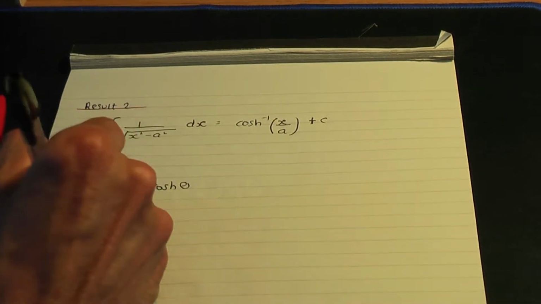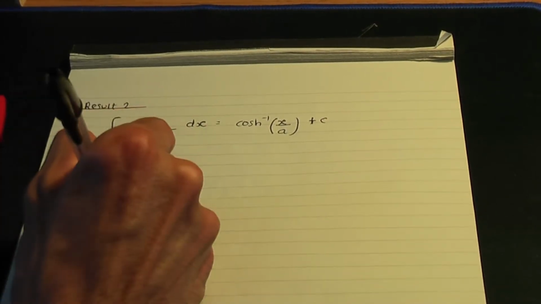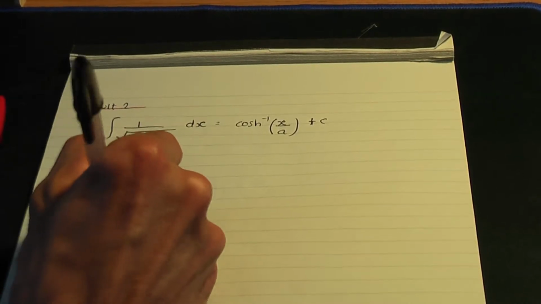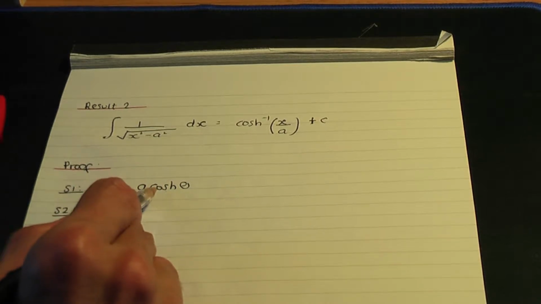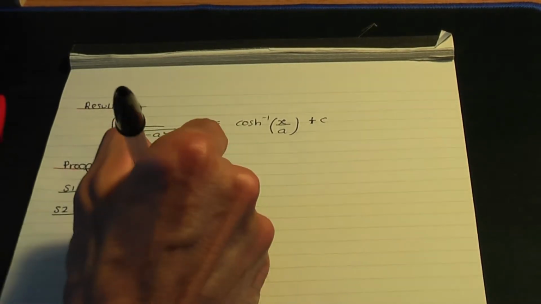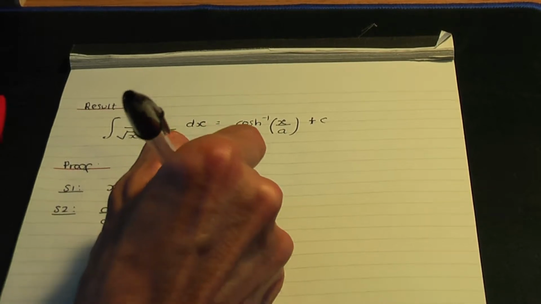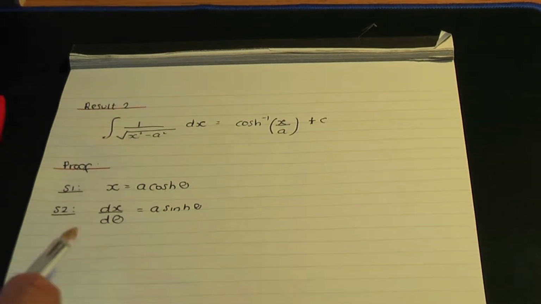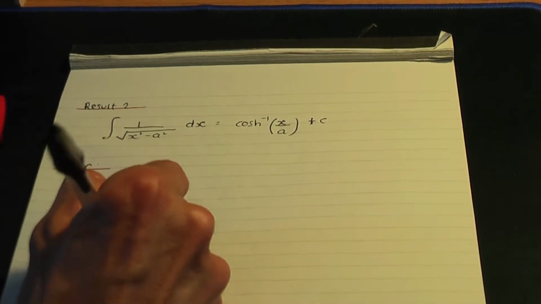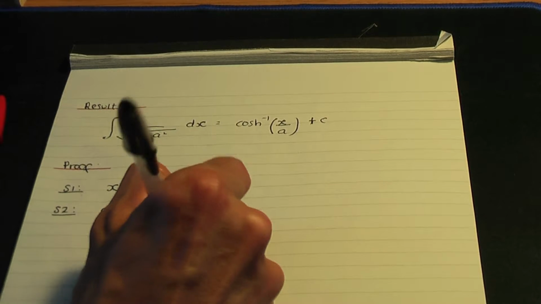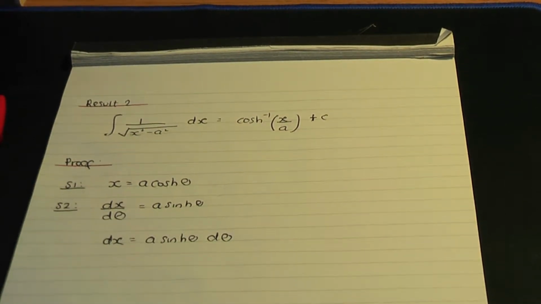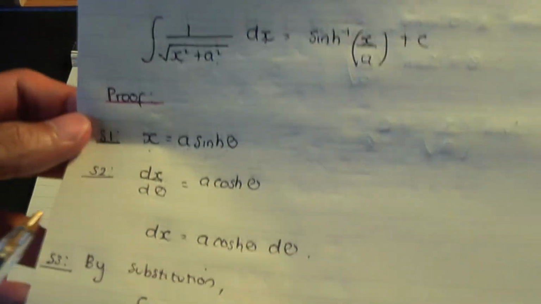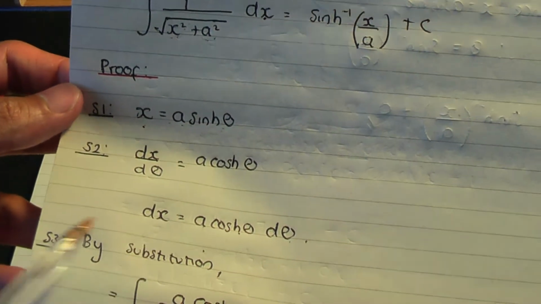Okay, so in step number 2, let me differentiate dx by d theta. Standard result: when you differentiate hyperbolic cos theta, you're going to get hyperbolic sine theta. So it will be a hyperbolic sine theta in this case, and dx will be a hyperbolic sine theta d theta. These are the steps that I did with the previous result, so we're up to here if you want to compare.